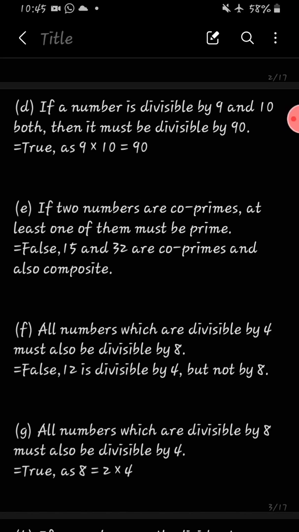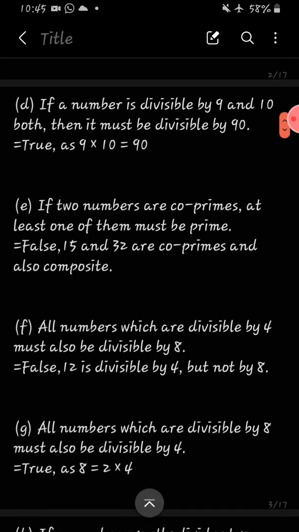F: All numbers which are divisible by 4 must also be divisible by 8. It is incorrect. Taking the example 8, 4 into 2, it is divisible. But take another example like 12: 4 into 3 is 12, but 12 is not divisible by 8. That is why it is false.